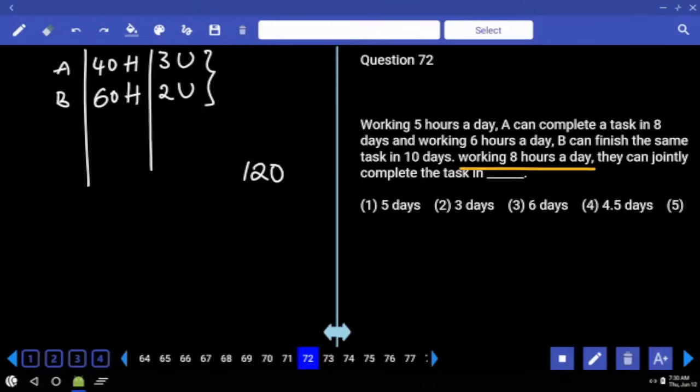5 units in how much time? 1 hour. But how many hours are they working? 8 into 5. So in 8 hours, both A and B will do 40 units of work. To complete the work, 120 divided by 40. How many days? 3 days. Second option. This is per hour work.